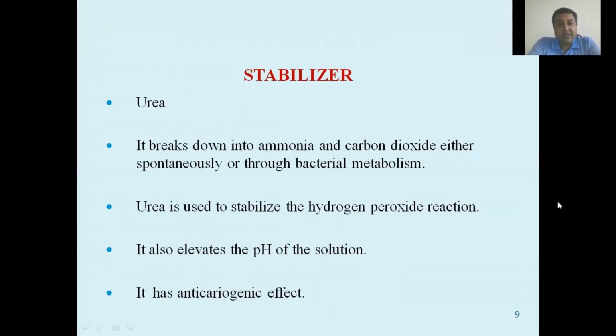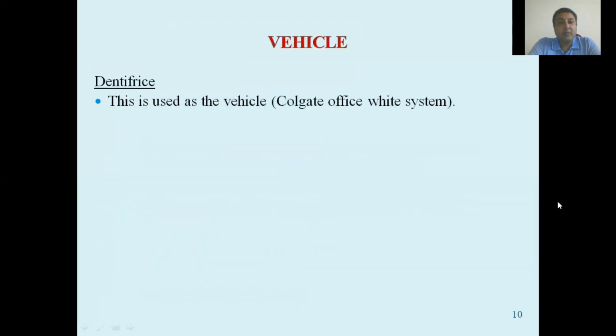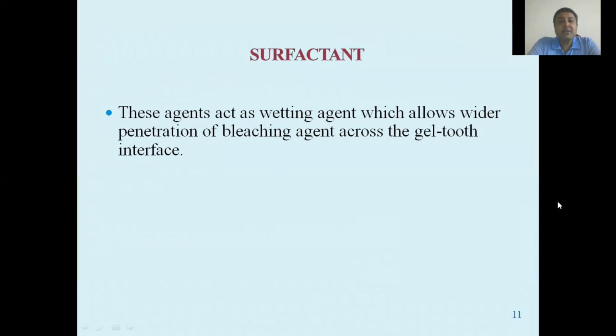Next, coming to stabilizer, urea acts as a stabilizer. It breaks down into ammonia and carbon dioxide either spontaneously or through bacterial metabolism. Urea is used to stabilize the hydrogen peroxide reactions. It also elevates the pH of the solution. It has an anti-cariogenic effect. Next comes the vehicle. Dentifrice is commonly used as a vehicle in bleaching kits. Next is surfactant. These are wetting agents which allow wider penetration of the bleaching agent across the gel-tooth interface.